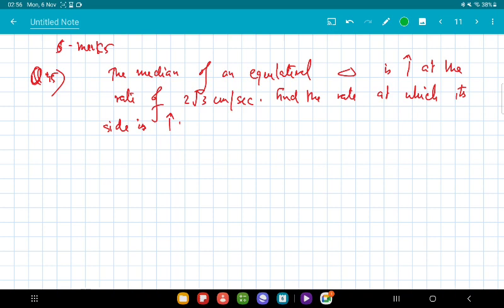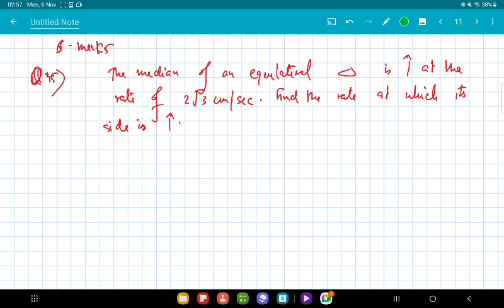The median of an equilateral triangle is increasing at the rate of 2 root 3 centimeter per second. Find the rate at which its side is increasing. Okay, this was the question.